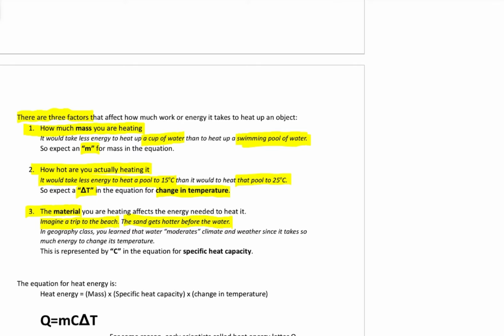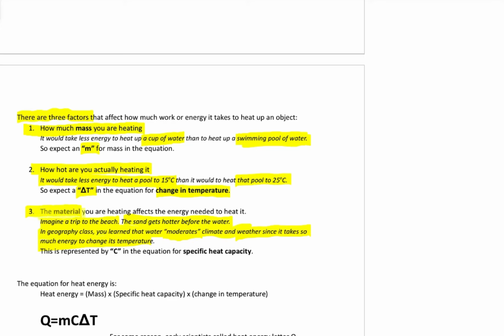In geography class, grade 9 geography, great class, you learn that water moderates the climate. Water is a special material for a whole bunch of reasons, but one of them is it really takes a lot of energy to heat up water. Just the chemistry of water, it doesn't heat up as easily as, say, tin or solids. It takes more energy to heat up water than other liquids. It's just a weird thing about water.